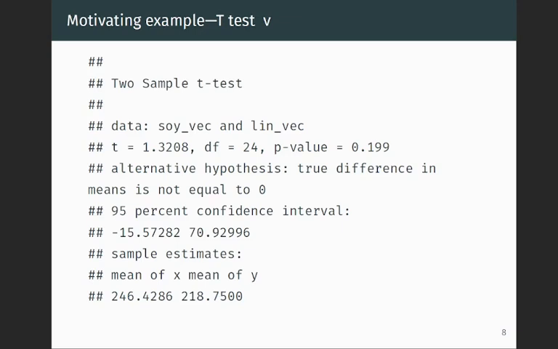And finally, we get the sample estimates. So the mean of the vector x, which in this case is soyvec, and the mean for the vector y, which in this case is linvec. And those means are respectively 246 and 218. And so from this, we can see that the p-value is greater than a significance level of alpha equals 0.05, and we would not reject the null hypothesis that the difference is 0. The means are equal. And this is, of course, also reflected in the fact that the value 0 is contained in the 95% confidence interval.